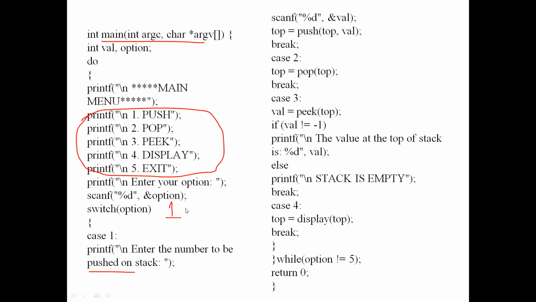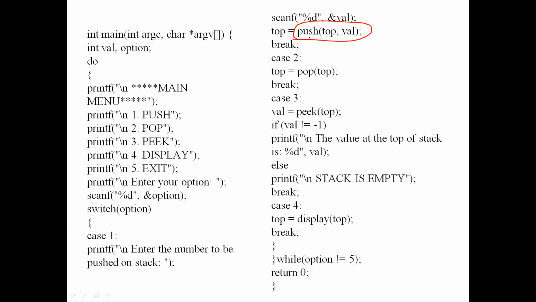So what happens? Option is 1, so case 1 matches. Enter the number to be pushed onto the stack. Let it be 10. I'm giving the value as 10 here. Now the push function is called. What is this top here? We should match with the function prototype. So what is the push function prototype?